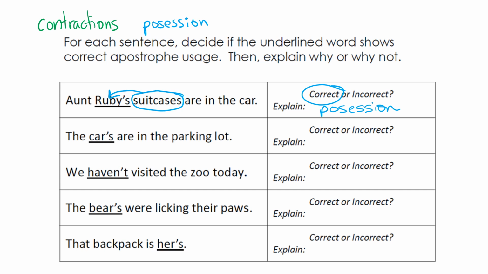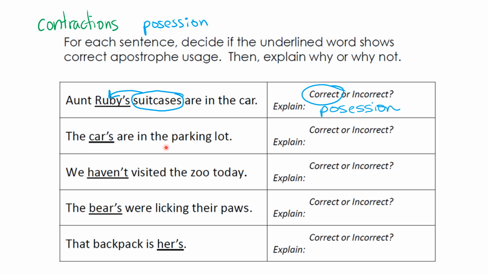Let's check out the next one. The cars are in the parking lot. All right, I see an apostrophe, so the only reasons to use an apostrophe would be a contraction or possession. Let's look at contraction. Is this two words combined together? Am I trying to say the car are in the parking lot? No, that doesn't make sense. Is it possession? Is it showing me something belongs to the car? No, nothing belongs to the car.